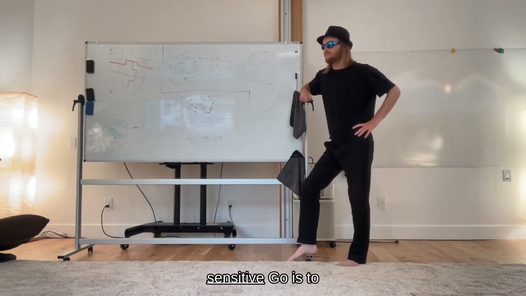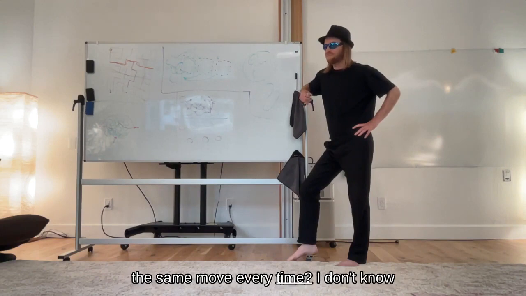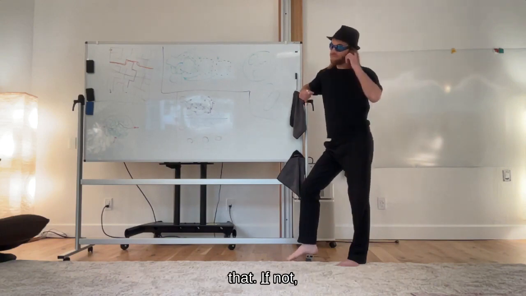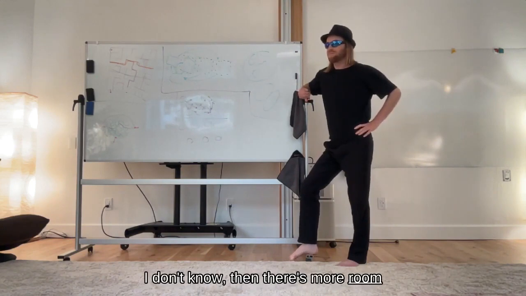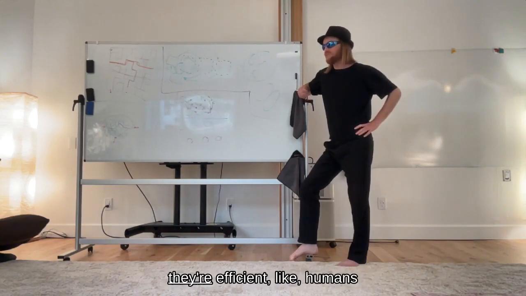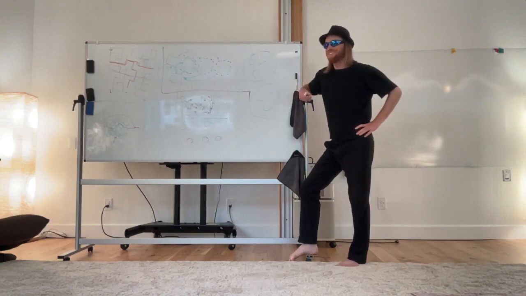I don't know how sensitive Go is to small perturbations. Is AlphaZero fully deterministic? If you put it in the same situation, does it suggest the same move every time? I don't know that. If not, then there's more room for there to be personality. I expect that they're efficient, like humans couldn't tell the difference between them. For sure, yeah. But yeah, okay.